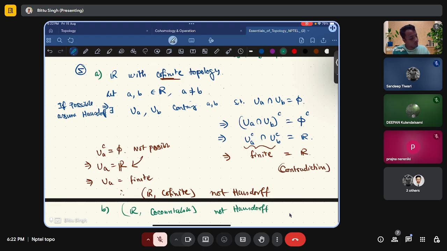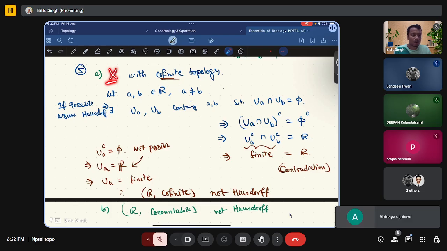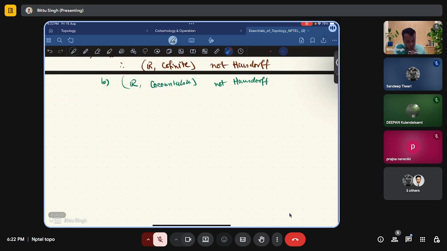But note, if the given set, instead of R, is replaced by X and X has finitely many points, then that will be Hausdorff, because in that case the cofinite topology will be the same as the discrete topology. We have already seen that, right? That's why I have chosen R, because R has infinitely many points. Similarly here, R has uncountably many points. That is where the contradiction will arise. Okay, so those are non-examples.